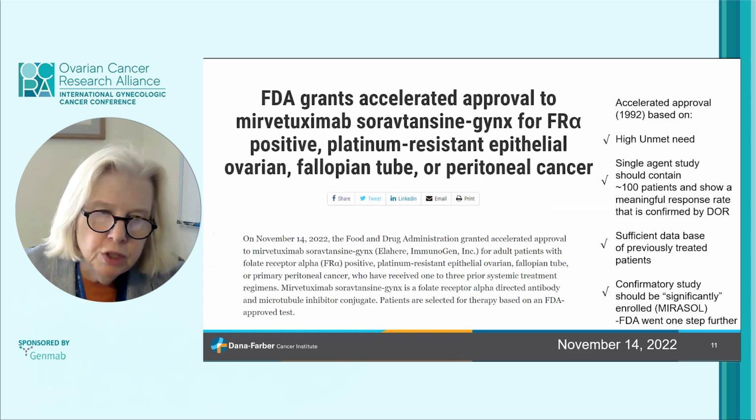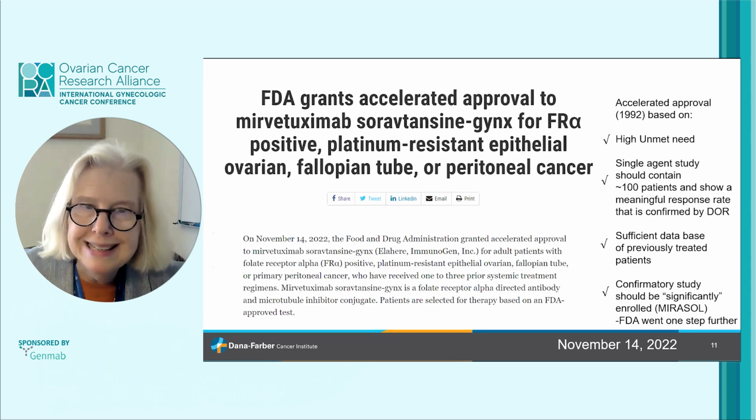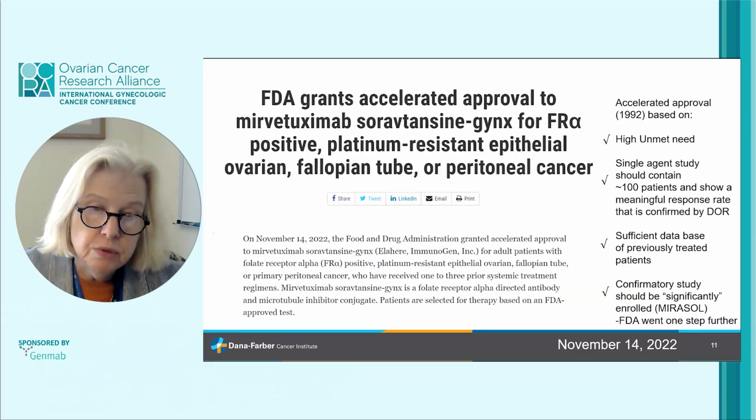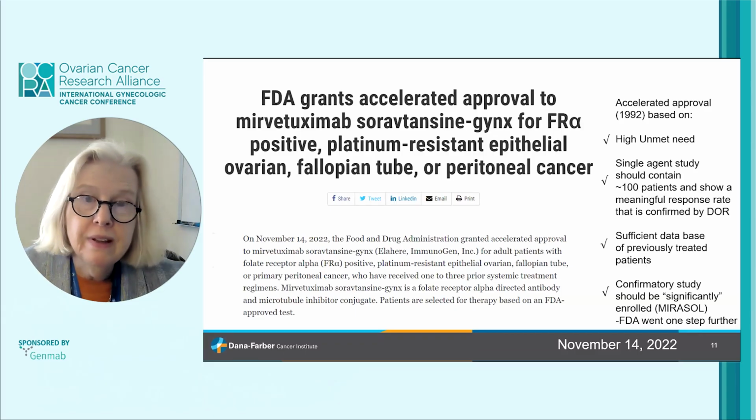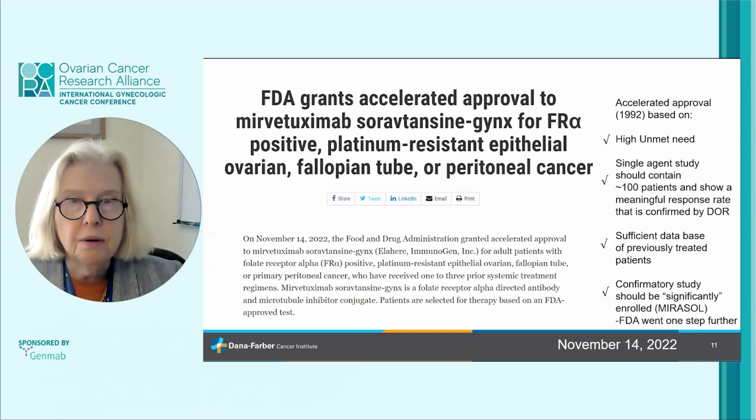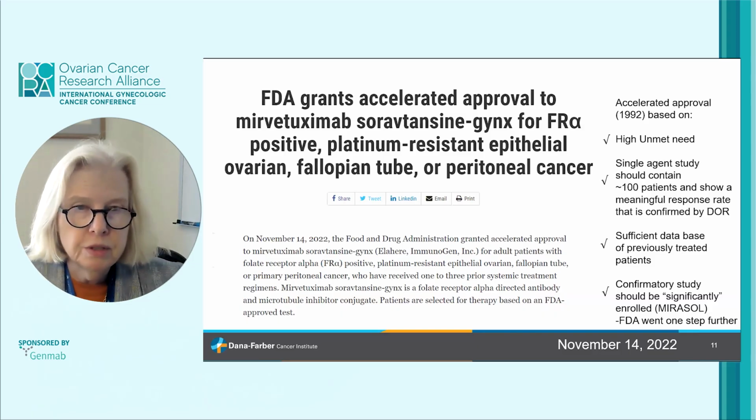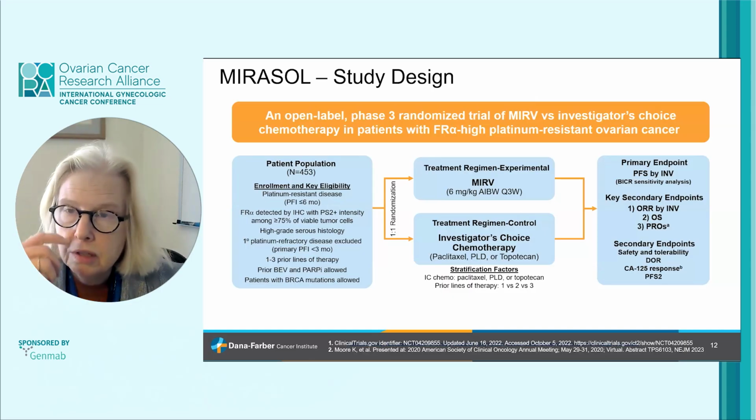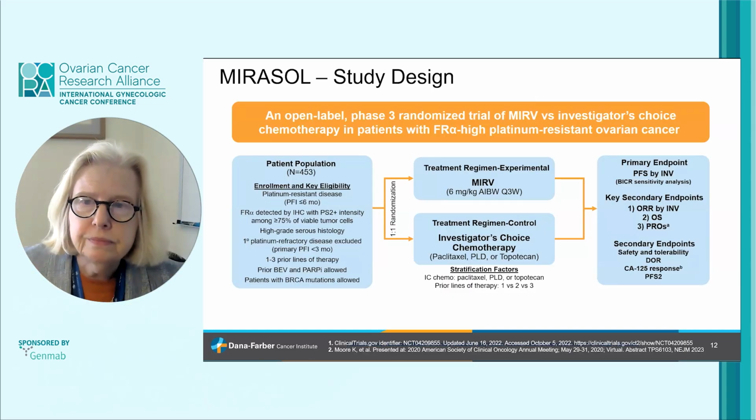In November of 2022, the FDA granted accelerated approval based upon all those reasons on the right. Really, there was an unmet need for effective therapies for platinum-resistant ovarian cancer, and there was sufficient data to allow us to use this drug prior to the full FDA approval. The full FDA approval occurred because of the study Mirasol.